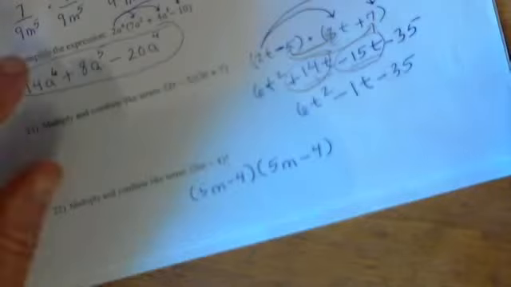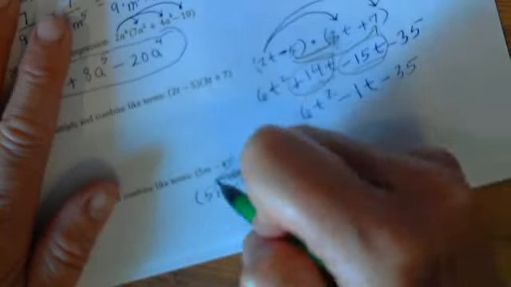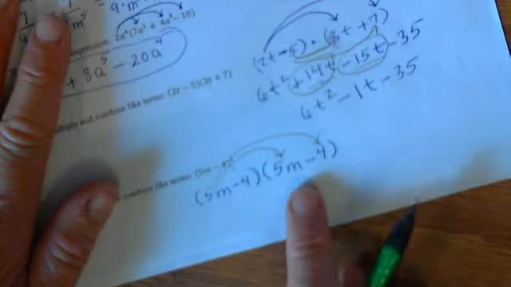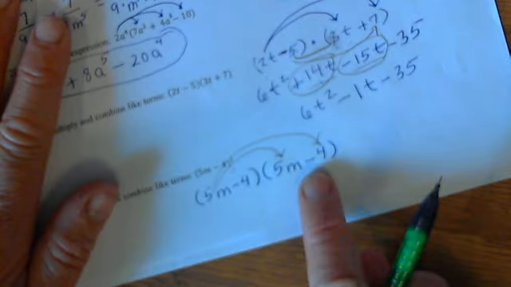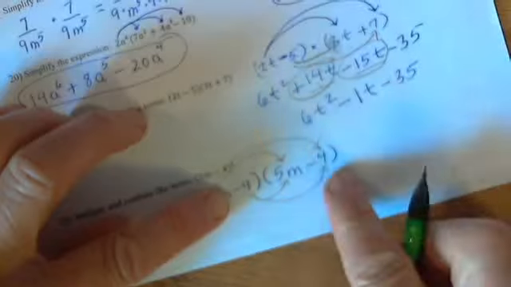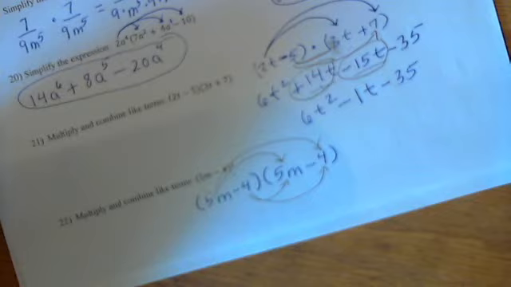I'm going to get you started, and then you're going to check the portal to see if you got the right answers. If you want to use the arrow method, you're going to multiply 5m by 5m and 5m by negative 4 and write the terms down. Then you're going to multiply this negative 4 by 5m and the negative 4 by the negative 4. You're going to combine your like terms like we did in the last video and simplify the expression.